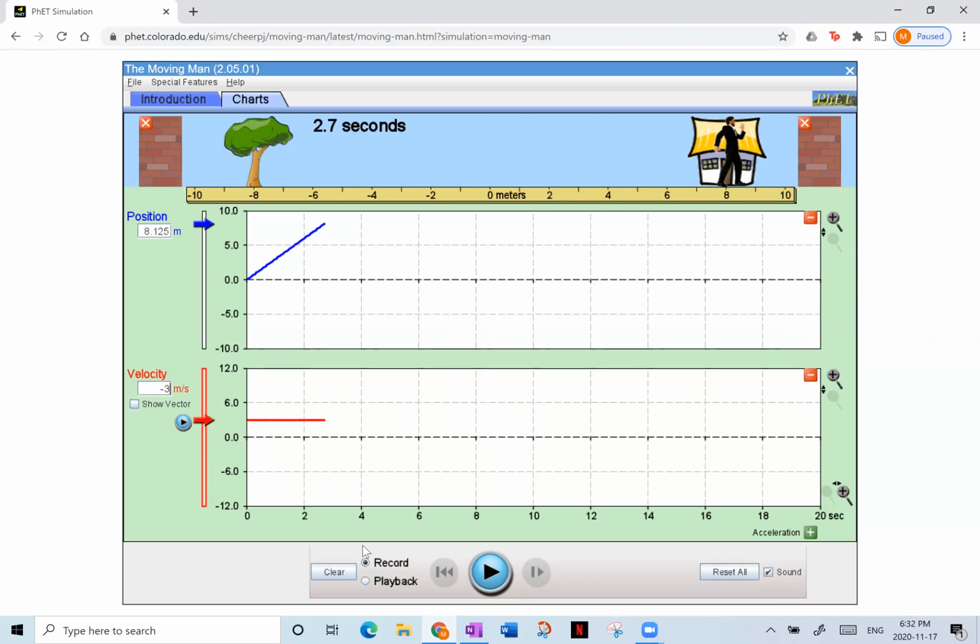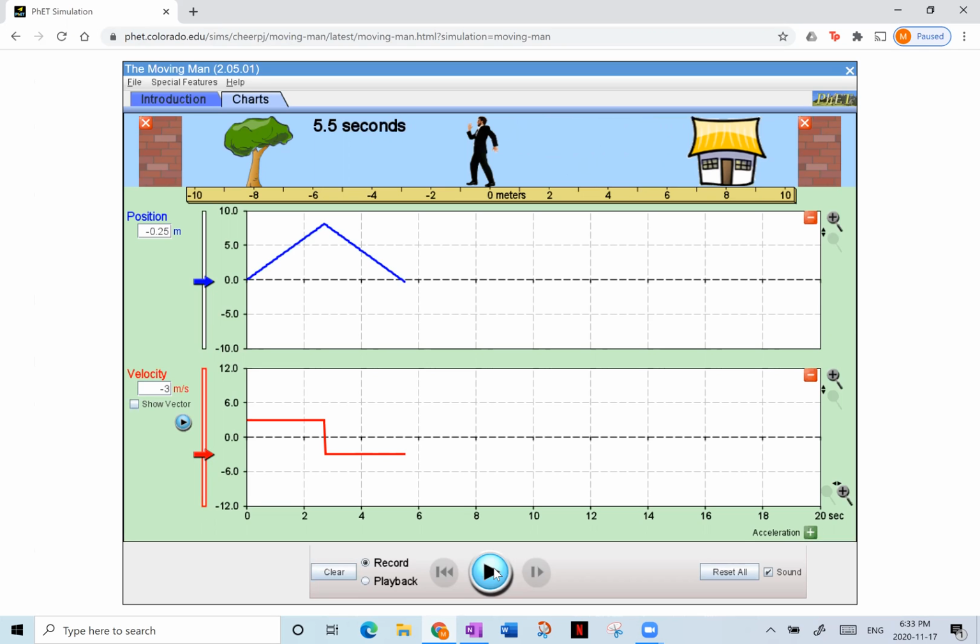So now he's going to turn around. Now I press play again, and back he comes, back to 0. When he gets to 0, I will press pause right there. All right, so take a look at the position time graph and the velocity time graph. Can you predict that?